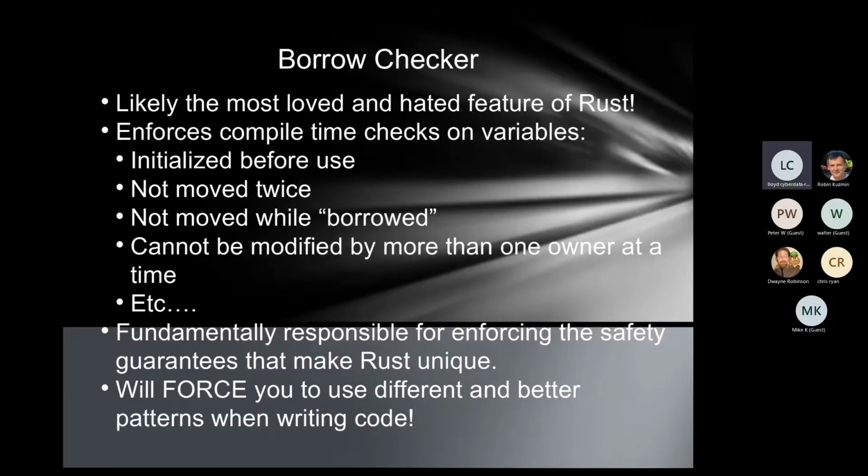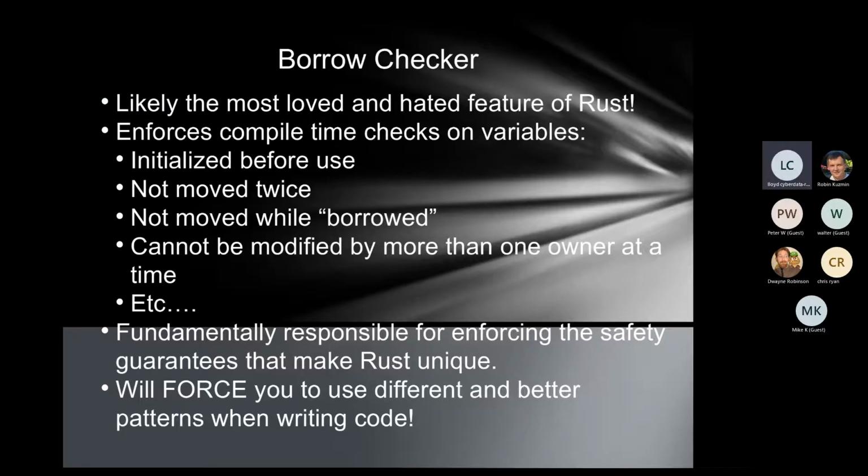Okay, let's talk about the borrow checker. This is probably the most loved and the most hated feature of Rust. The borrow checker is a key component of the language. What it does is enforce compile time checks on, I've got variables in the deck, but fundamentally any memory object or any object. Various checks of the handles: initialized before use, not moved twice, not moved while borrowed, and cannot be modified by more than one owner at a time. And there's a few more.